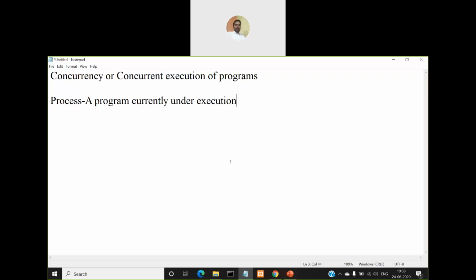And for a program to be executed, the program must be loaded from the secondary memory to the primary memory. Right? Secondary memory means hard disk. Primary memory means the RAM. Only then we can execute a program. Right? So all these things we have discussed in the previous session. So now let us understand more about concurrent execution or concurrency.